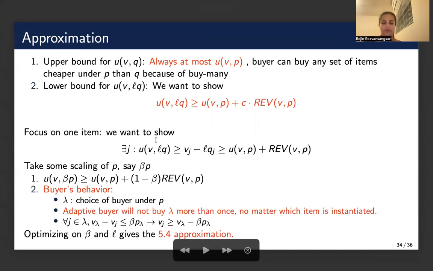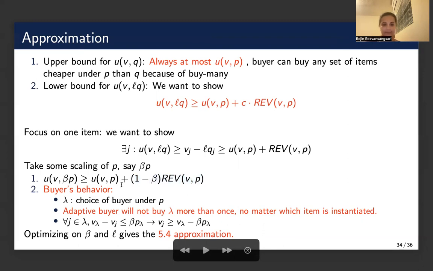To show this, we focus on one item and use the utility of some item j as a middle value to show this inequality. To do that, we take two steps. First, take some scaling of P, let's say beta P. Note that the difference that this scaling causes in the utility of the buyer under beta P and P is what we're going to lose from this scaling in the revenue. So this is why this inequality holds.